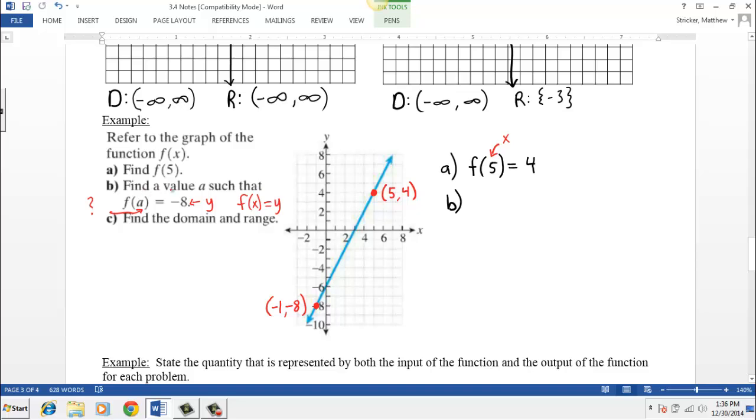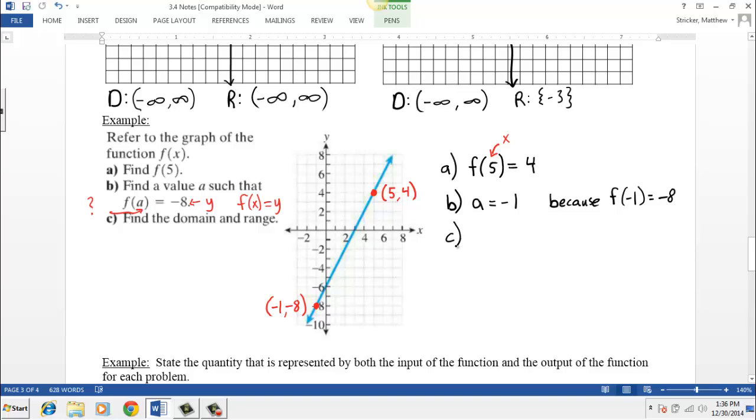So if it says find a value of a such that f of a equals -8, that value of a, again, we're thinking of a as the x value, a is -1. Just to make a little note here, this is because f of -1 is equal to -8.